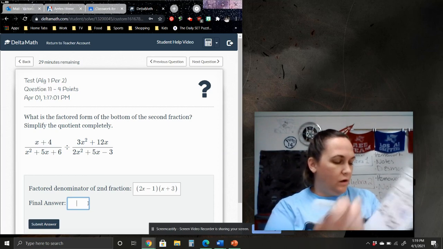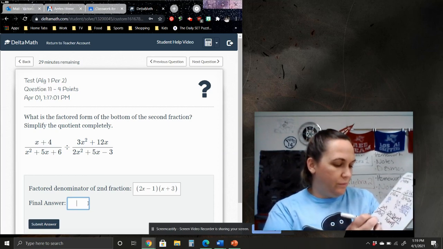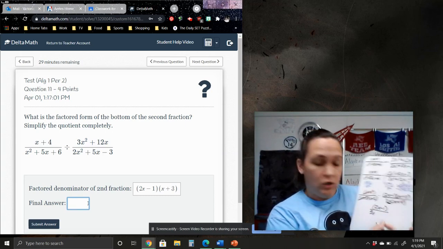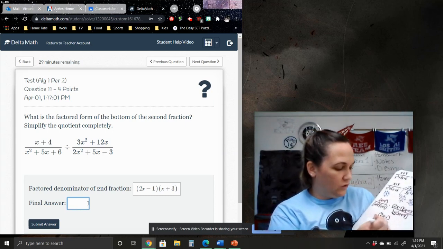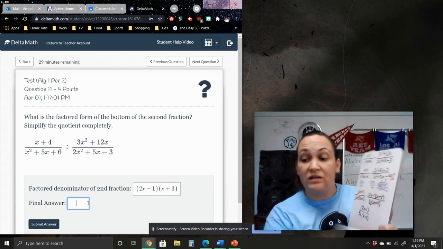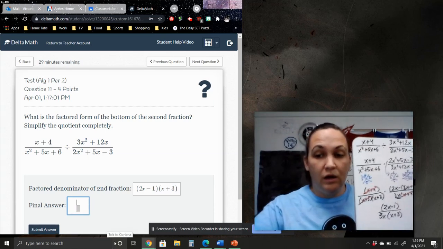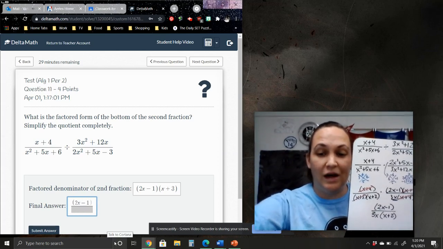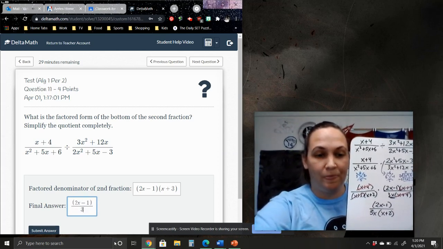Now in the denominator, we do want to put the monomial, this 3x, that's going to go up here in the front. We do want to put the monomials first and any of our leftover parentheses afterwards. And we are keeping it in factored form so that you are proving to me that yes, you did actually factor.